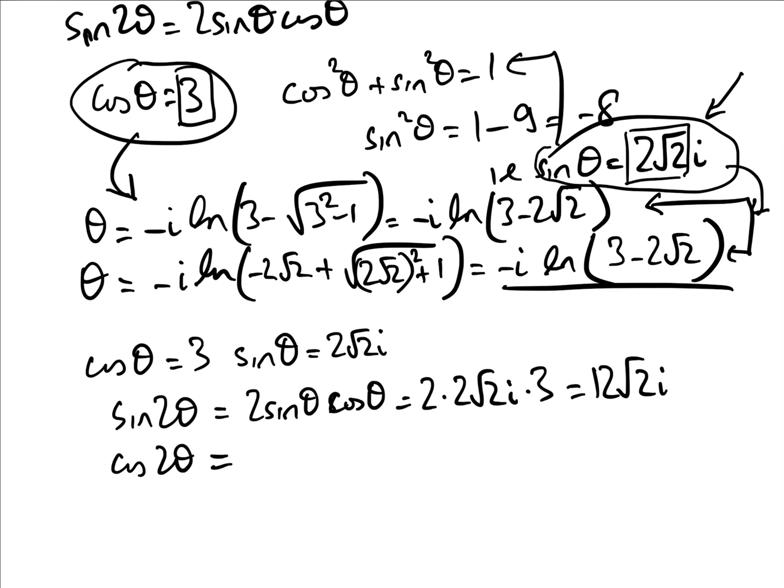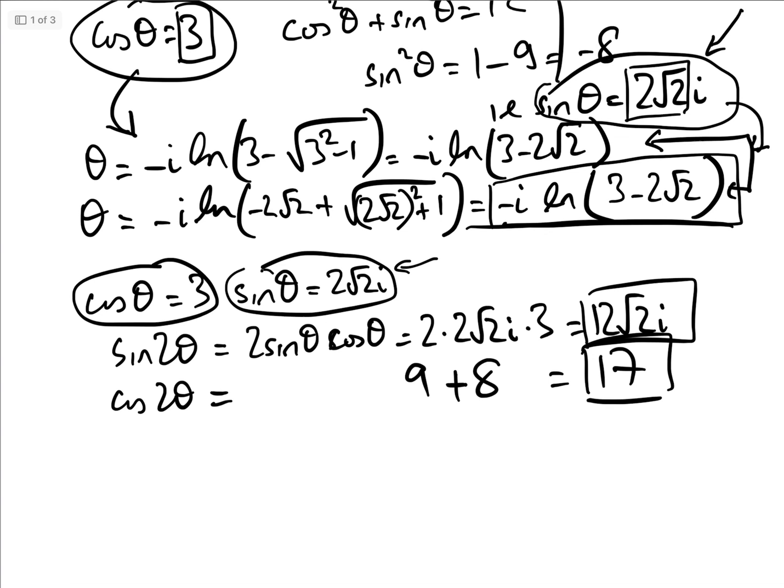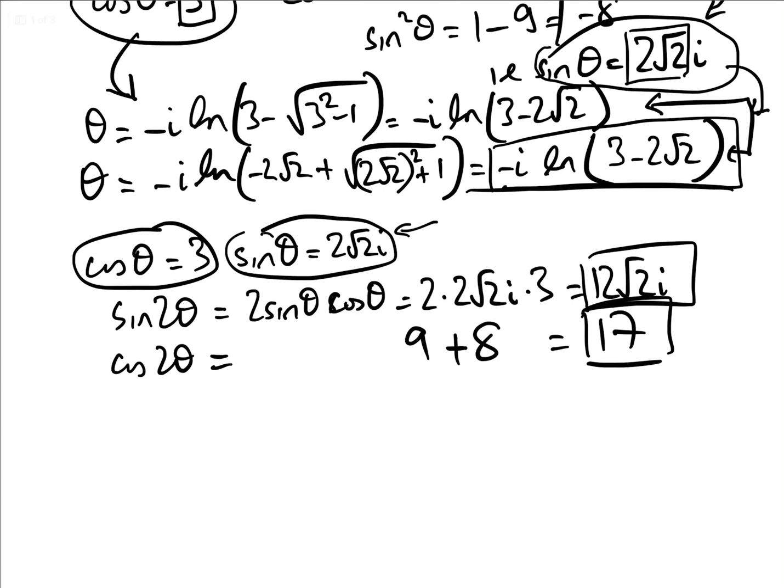Well, cos of 2 theta is cos squared minus sine squared. So that equals cos squared is 9 minus sine squared. We've got to be careful here. 2 root 2 i squared is plus 8, which equals 17. So therefore, if cos theta is 3 and sine theta is 2 root 2 i, i.e. theta is minus i log 3 minus 2 root 2, then sine 2 theta is 12 root 2 i, and cos 2 theta is 17. We're getting some very wacky results.